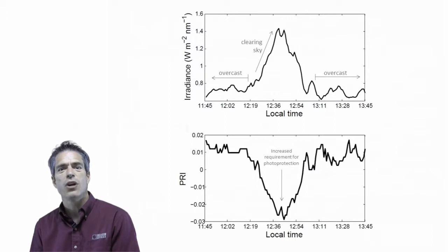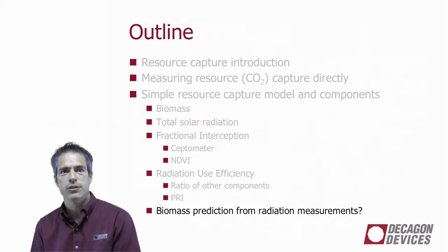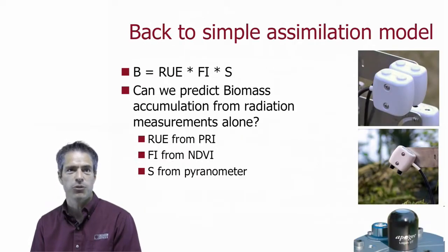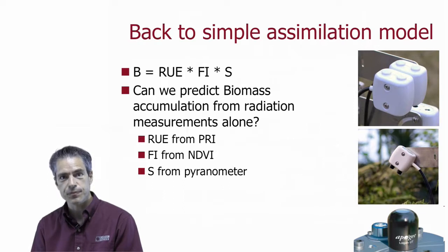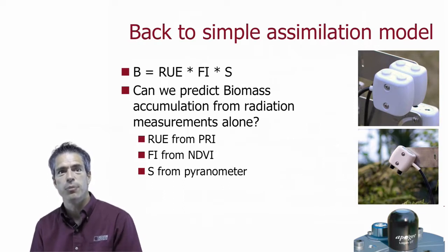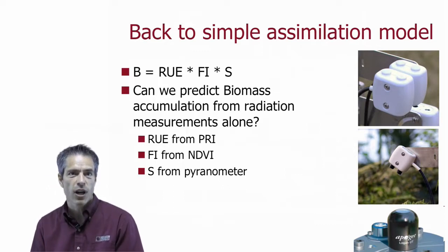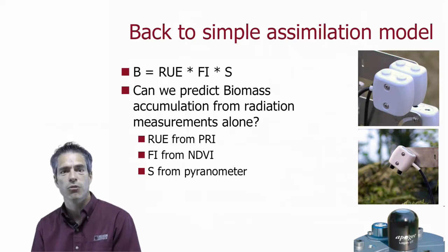So let's finally talk about where we can go with all these measurements. Can we make a biomass prediction from our radiation measurements? Well, using our simple assimilation model, we know our radiation use efficiency has some association with the photochemical reflectance index. So we get RUE from the PRI, we can get fractional interception from NDVI, and then we can use a pyranometer to measure the incoming solar radiation. So then can we turn back to that model and get our biomass accumulation? Well, there's considerable data to suggest that's possible.